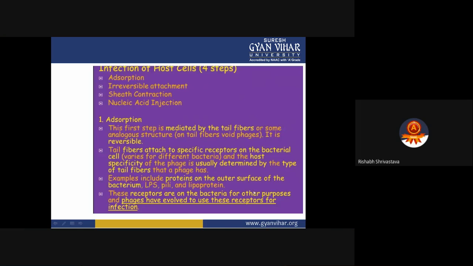Examples of specific receptors include the proteins on the outer surface of the bacteria, the lipopolysaccharides, the pili, and the lipoproteins. These receptors are on the bacteria for other purposes, but phage has evolved to use these receptors for infection.